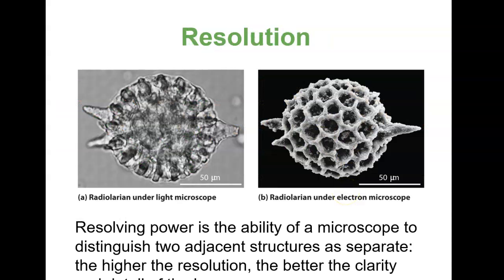Here's resolution. And resolution, because it brings something into much better focus, it will distinguish two things which are right next door to each other. It can look at them as separate. So here you can see an organism called a radiolarian. And if we had a light microscope, this is what it would look like. If we use an electron microscope, we get all this added detail.